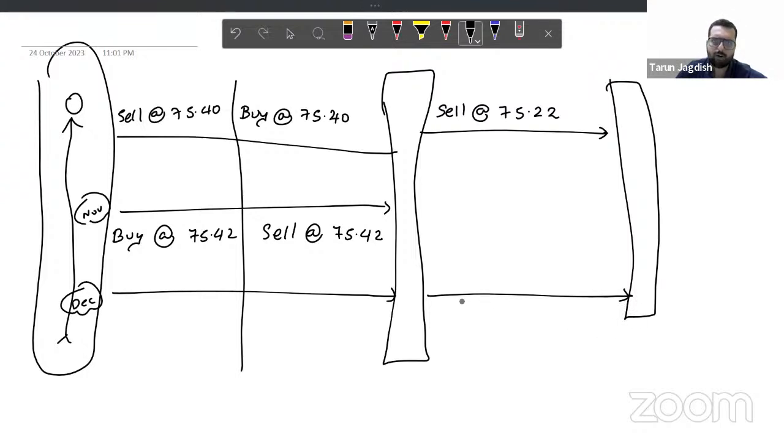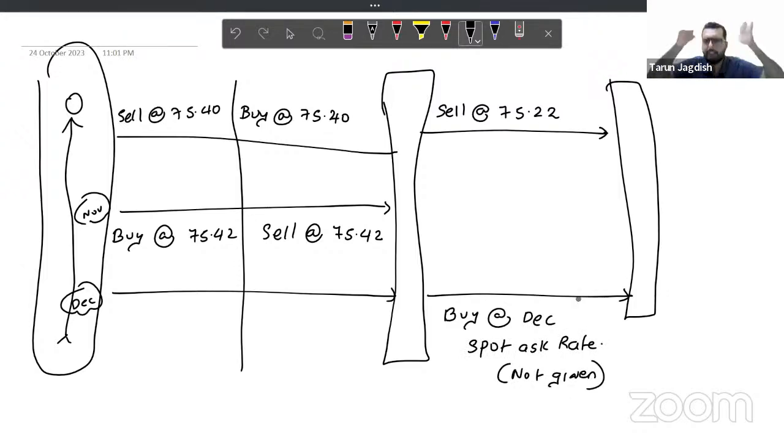In December, what the bank will do is, bank will buy at whatever is the spot rate on that date. That is not given in the question. At the December spot ask rate. So this is not given. Can you draw this diagram also in your books?